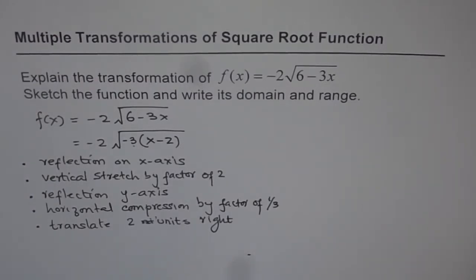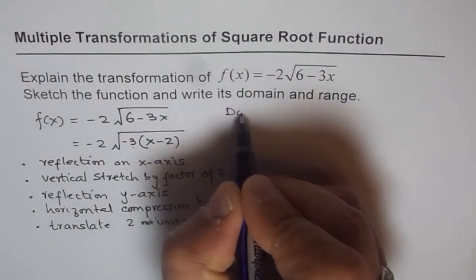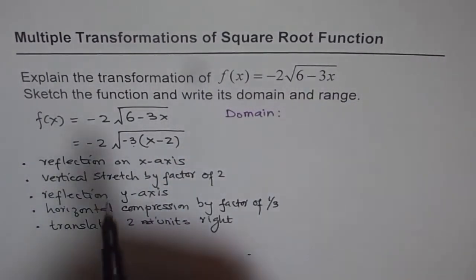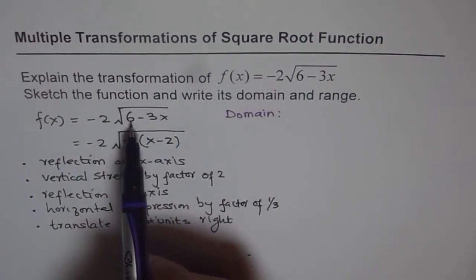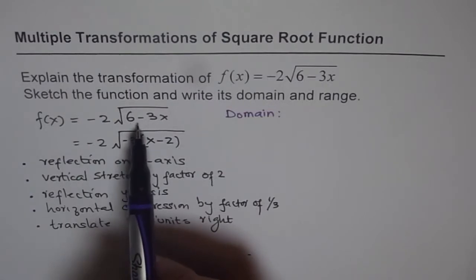Now let us sketch it. Can you comment on the domain and range of this at the moment? Well, we can. For the domain and range, I would like to say it is better to sketch it first and then write. But looking into domain at this stage is not a bad idea at all. So when we are considering domain, we should know the square root function inside should always be greater than or equal to 0, right? Otherwise you get an imaginary number.